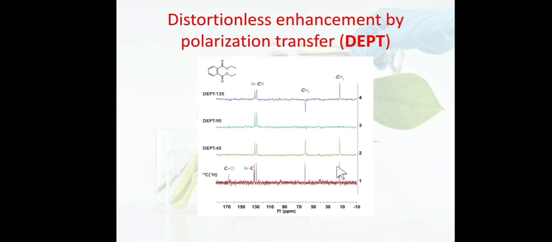So the last spectrum, the bottom one, is the common C13 spectrum observed when we run the common C13 NMR. If we do the DEPT 45, DEPT 90 and DEPT 135, we get different kinds of signals. In DEPT 45, only protonated carbons are seen. That means the quaternary carbon is eliminated from the DEPT 45. Now in DEPT 90 we only see the CH carbons.